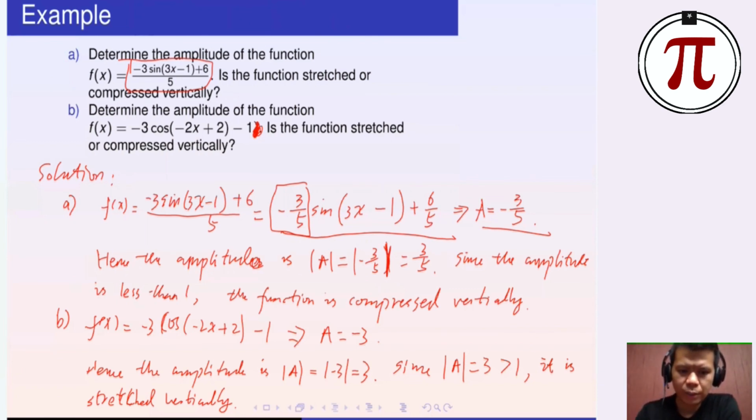All right, and for the second, it's already in the standard form, right? So we can just put a is negative 3, so everything is good.